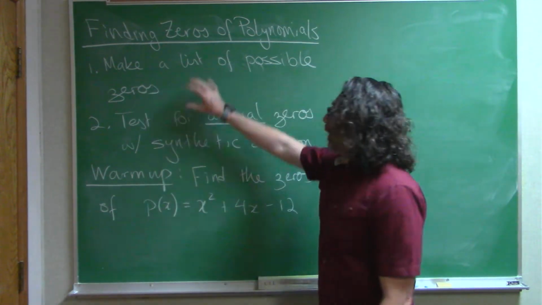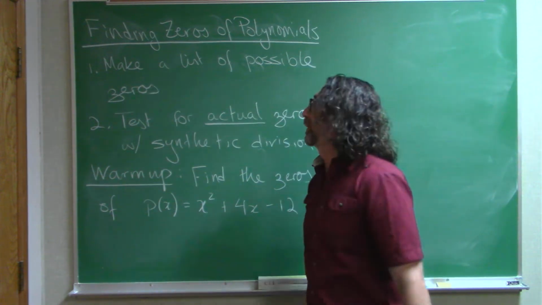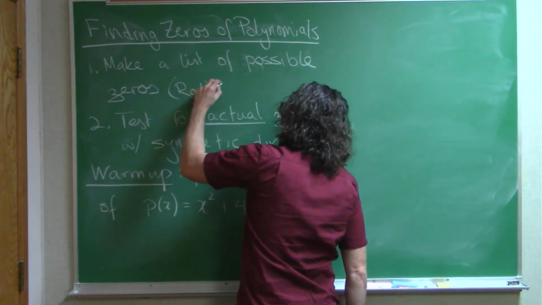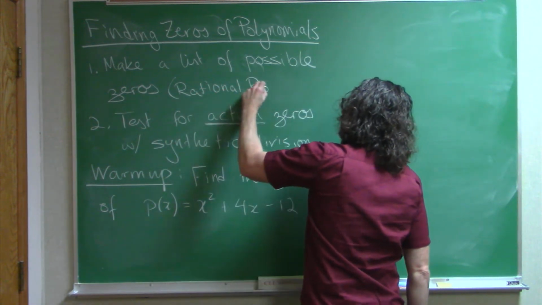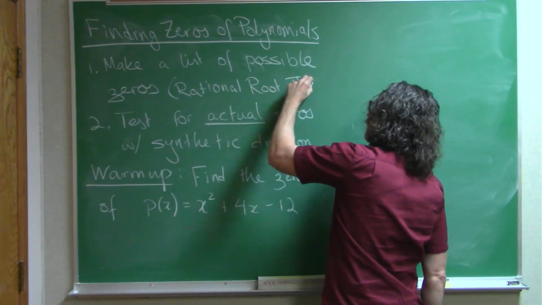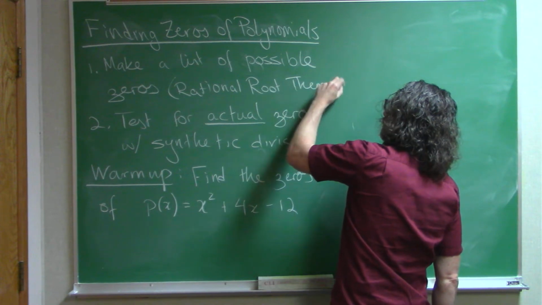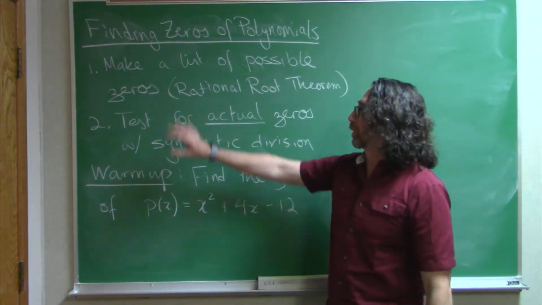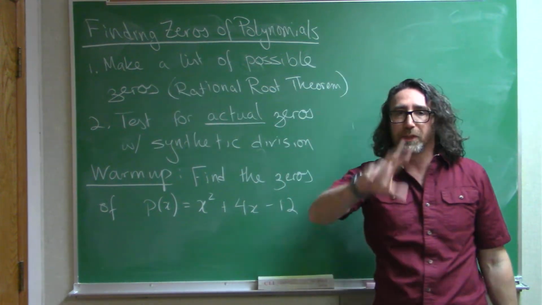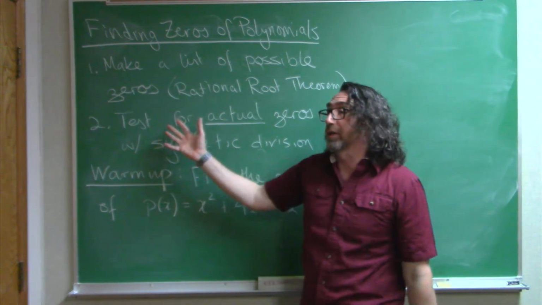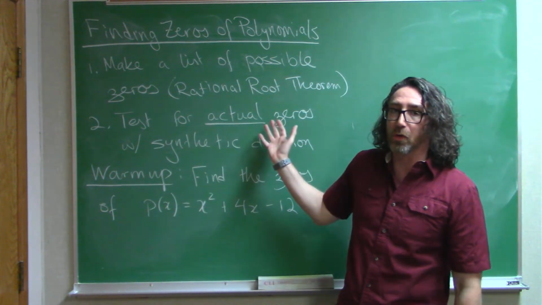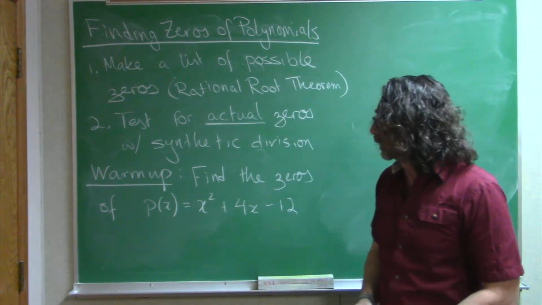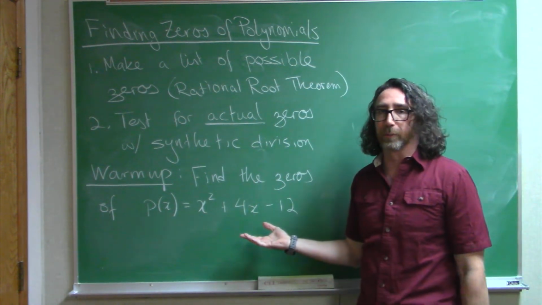So the steps are: make a list of possible zeros. We're going to make use of something called the Rational Root Theorem, but it's actually an extension of something you already know. So we're going to make a list of things that could be zeros, and then we test which of those actually are zeros. We'll typically make use of synthetic division to figure that out. So I want to do a little warm-up with you here.